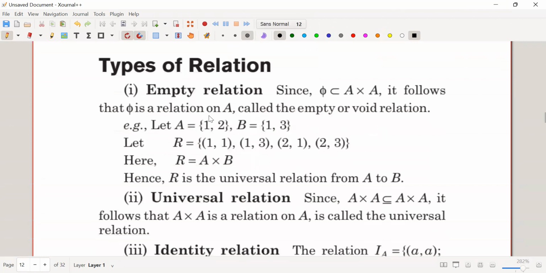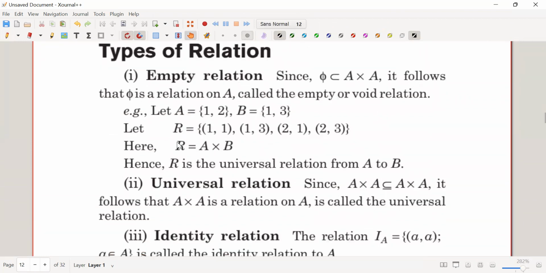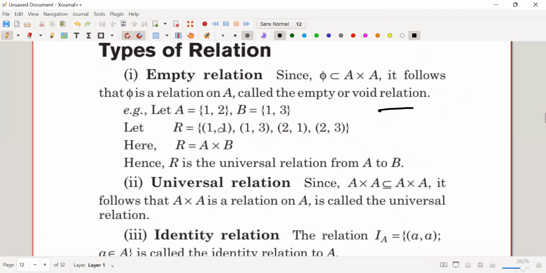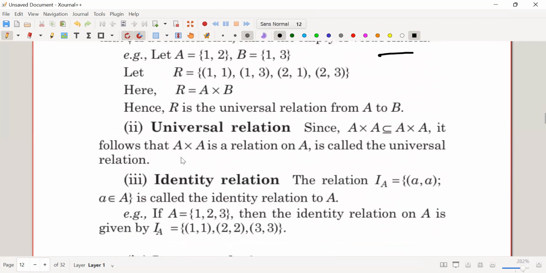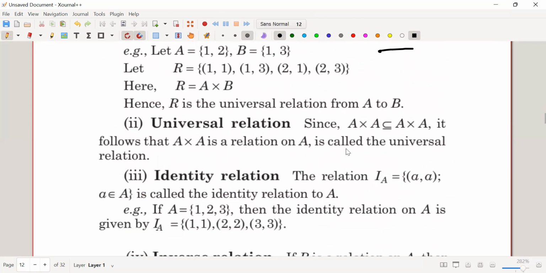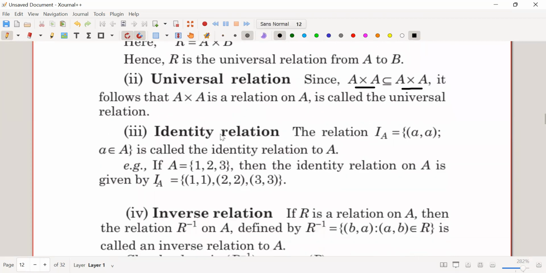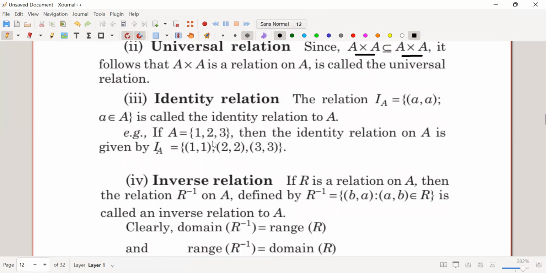Types of relation: empty relation or void relation. Then universal relation. What is universal relation? It is A cross A, a subset of A cross A. All right. Identity relation.